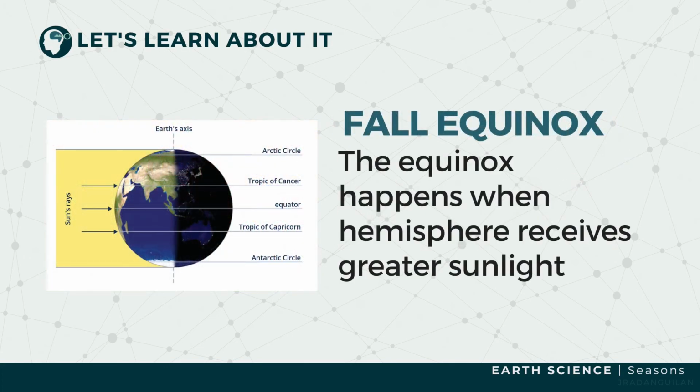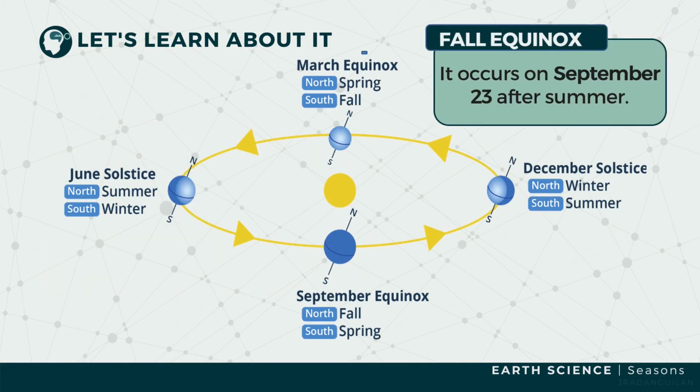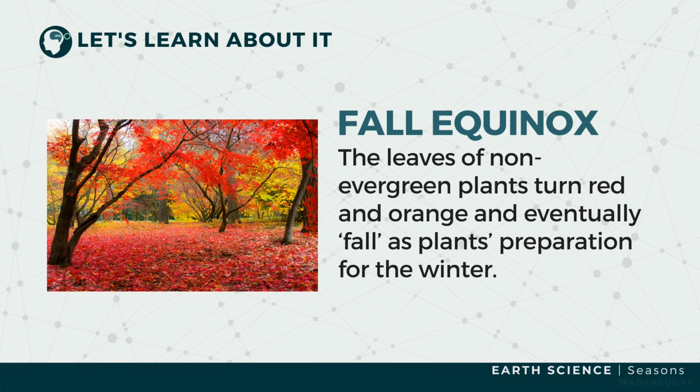The fall equinox marks the beginning of spring. It is also called the autumnal equinox. It occurs on September 23rd. It is the start of autumn which lasts until December. The leaves of non-evergreen plants turn red and orange. Then, they eventually fall during this season as the plants get ready for the winter.